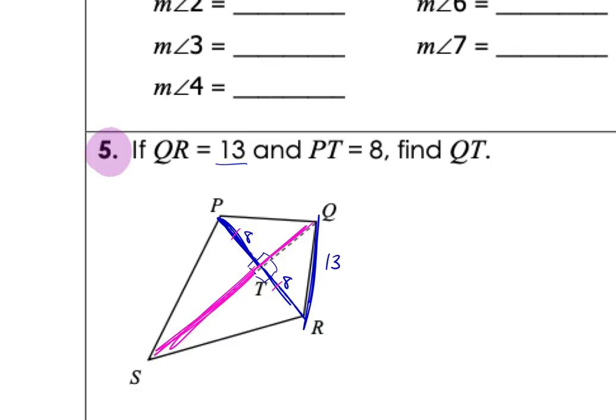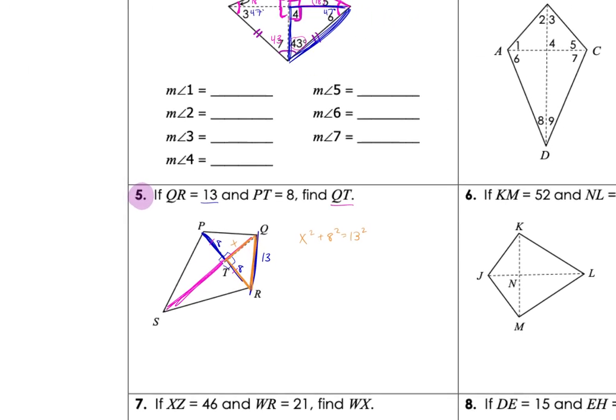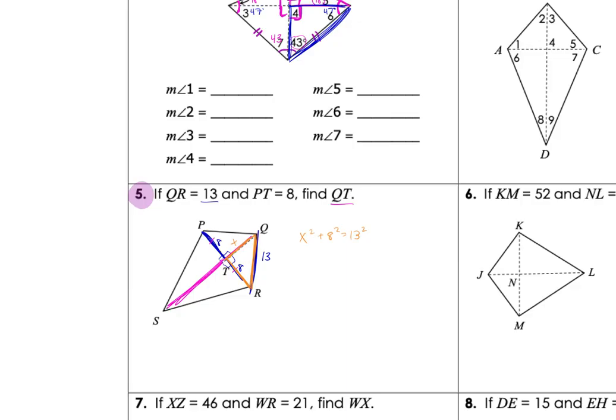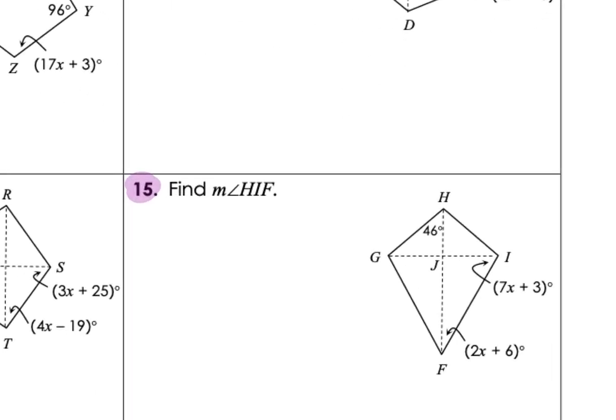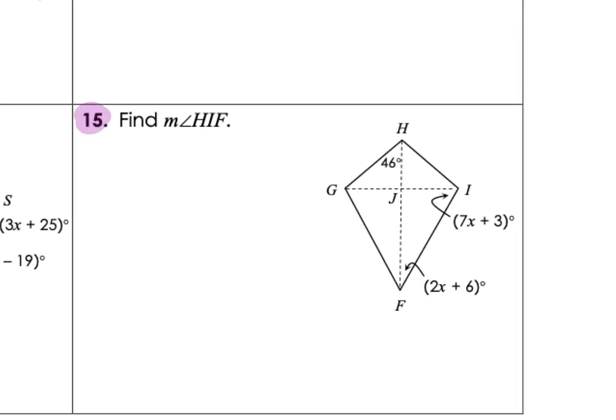So when they ask you to find QT, you can do the Pythagorean theorem. If we call this x, here's my right triangle. So x squared plus 8 squared equals 13 squared. And then you'll just solve for x, and that will be the length of QT. Okay, so Pythagorean theorem shows up quite a bit in what we're doing in these sections.